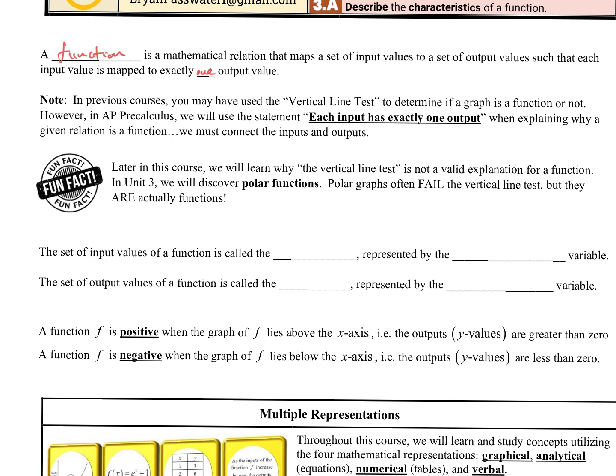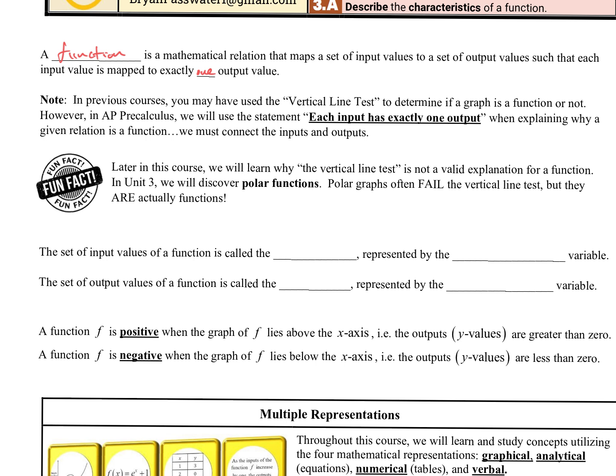So last year and years before that, you would check it by a vertical line test. And Kate Gonzalez would call it a VLT, which I find hilarious. All right, but a vertical line test is not going to be the definition we use for a function. Not this year, because later on we're going to get to what's called a polar function. And a polar function doesn't actually pass the vertical line test. And so we're going to use the definition of each input has exactly how many outputs? One output. All right, so here we go.